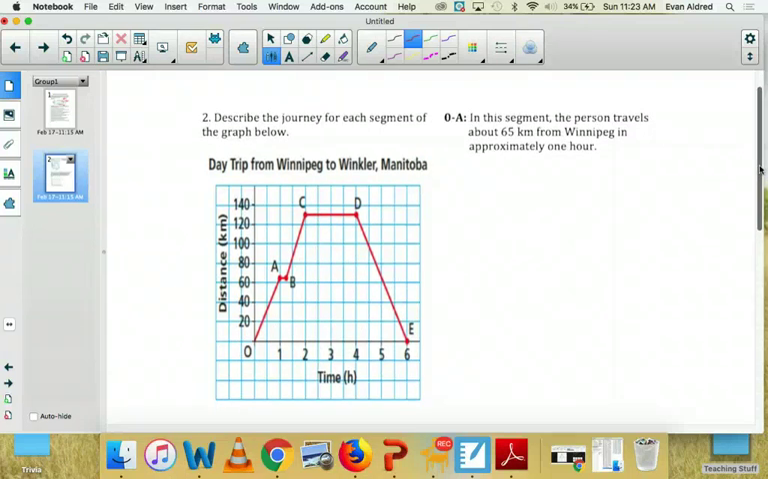Alright, so question 2 is a different style of question. Question 2, you're given a graph again, just as you were before, but instead of being asked to pick little bits of information off of it, you're being asked to describe each segment. So here we have a segment from 0 to A, from A to B, B to C, C to D, and D to E. So there's 5 segments here that we're going to have to explain.